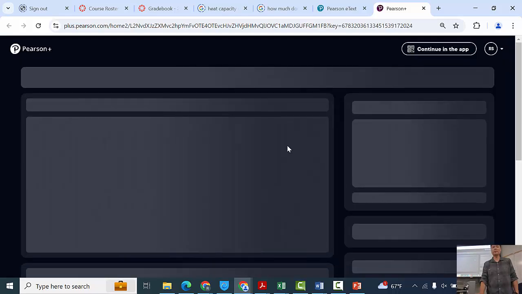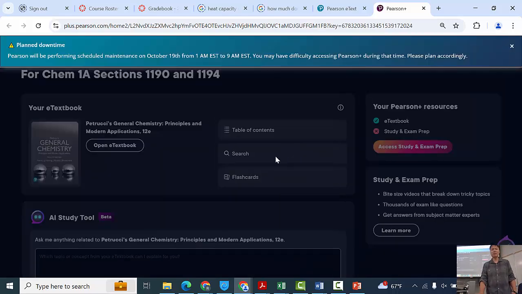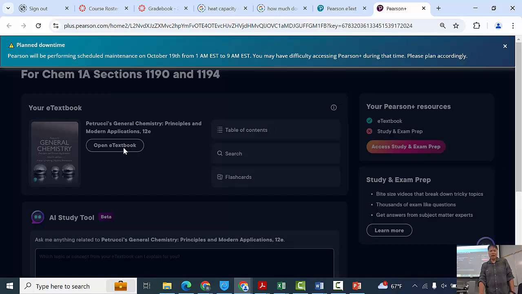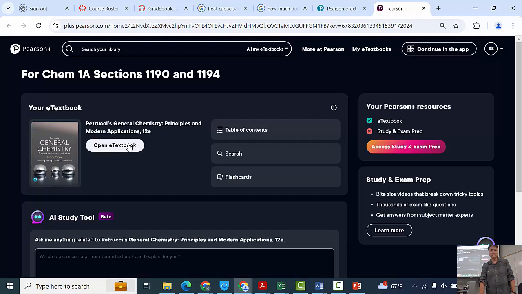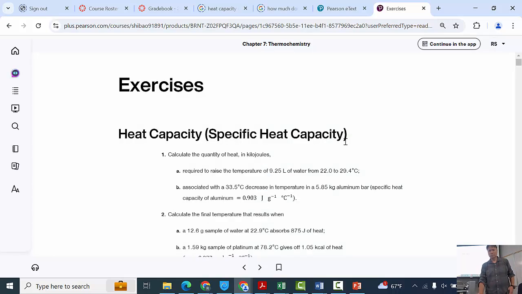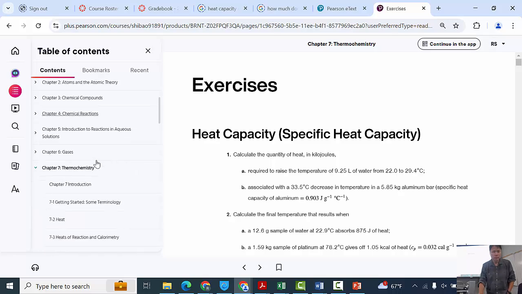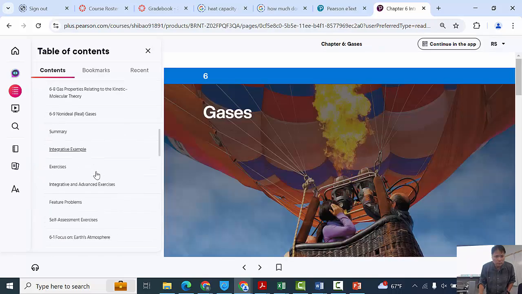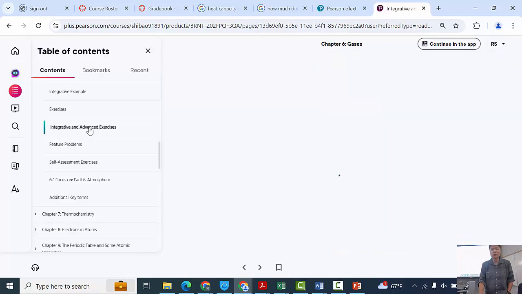This is a homework problem I usually assign, but I'm not sure. I think Master and Chem didn't have it, and so I decided I'll just not assign it this semester. But it's a good one to know.